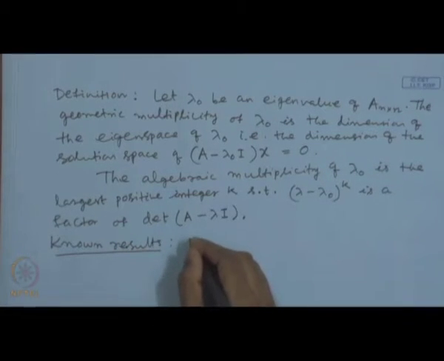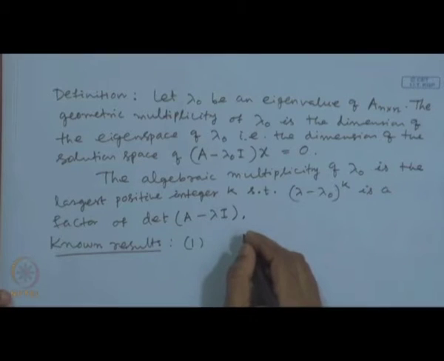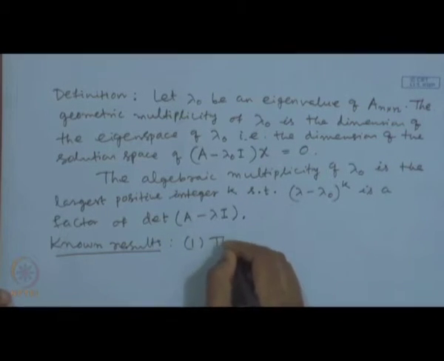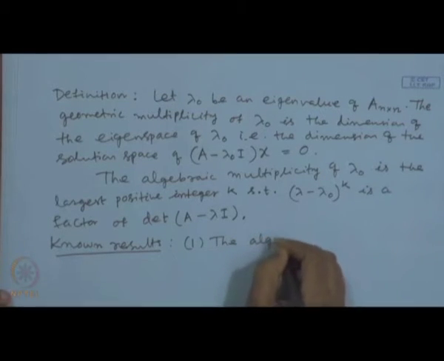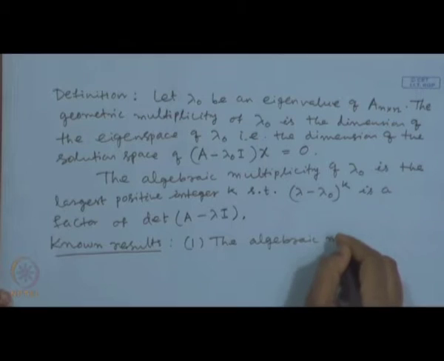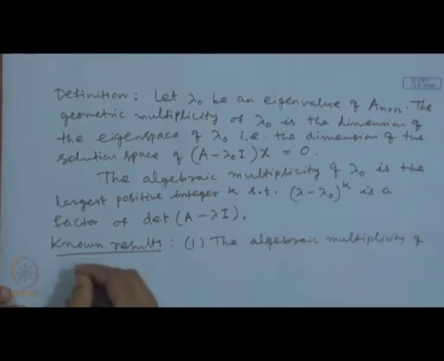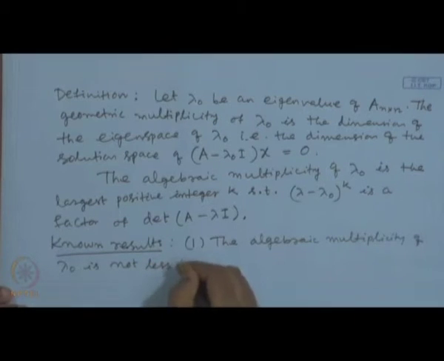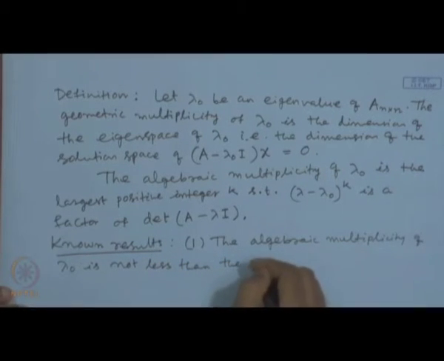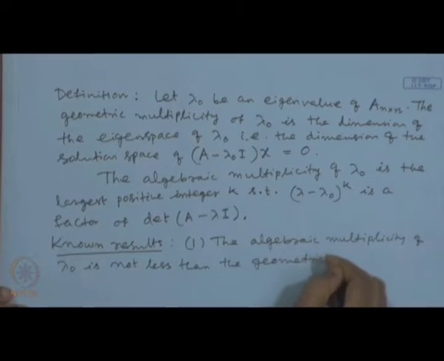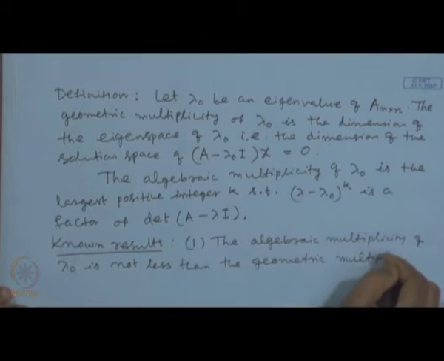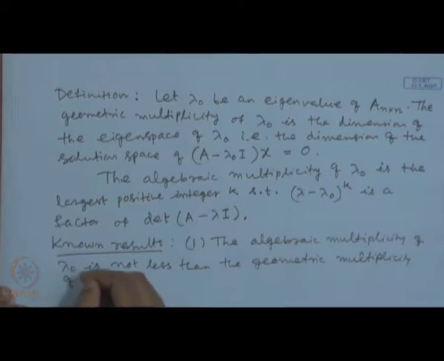So, the first one is like this: the algebraic multiplicity of an eigenvalue is greater than or equal to its geometric multiplicity. That is, the algebraic multiplicity of lambda 0 is not less than the geometric multiplicity of lambda 0.